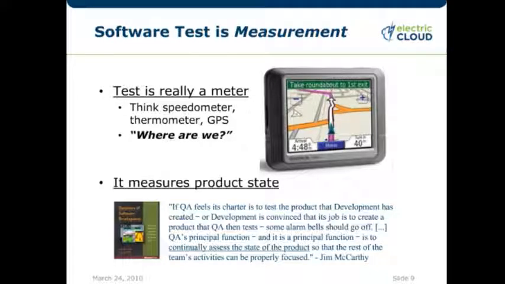This book by Jim McCarthy, which I really like, has a quote in it which I think explains the concept very well: if QA feels its charter is to test the product that development has created, or vice versa, development is convinced that its job is to create a product that QA tests, then some alarm bells should go off in your head. That's not really it. The job of system test, particularly of QA with system test, should be to continually assess the state of the product. This is very agile thinking, right? This is not waterfall. This isn't throw it over the transom and now test it.